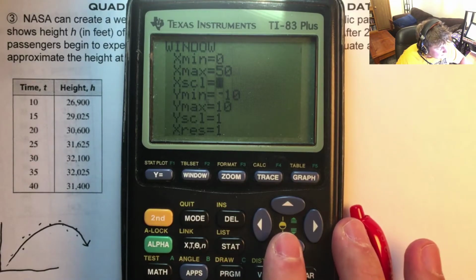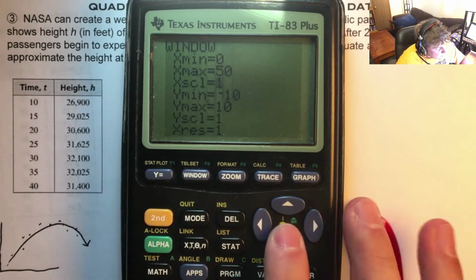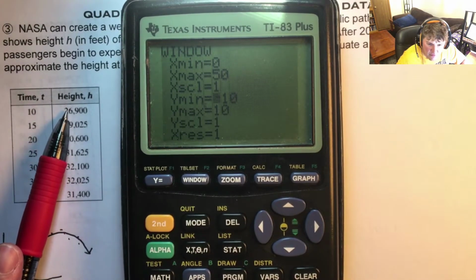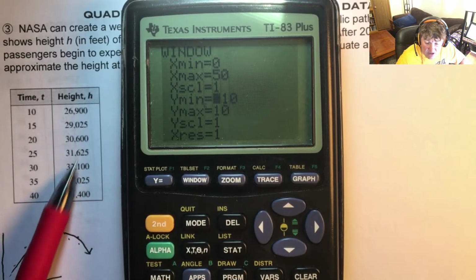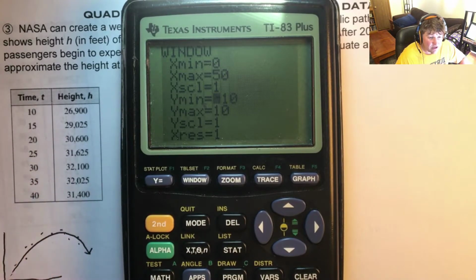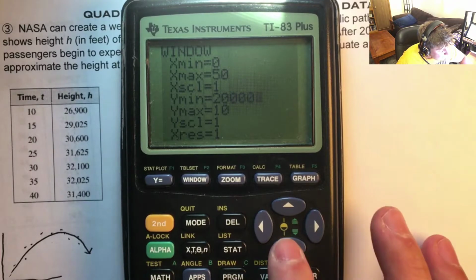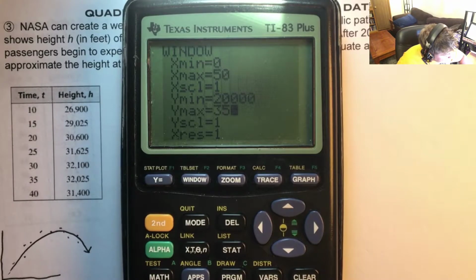X scale is how many ticks, like what it's going to go by on the tick marks. Everyone is fine. What about the y values here? My y values range a lot, right? They go from 26,000 to 32,000. So this is a pretty big window we need to look at. For me, I think I'm going to start at like 20,000. And then I need to get at least 32, so I'll just go to 35,000.